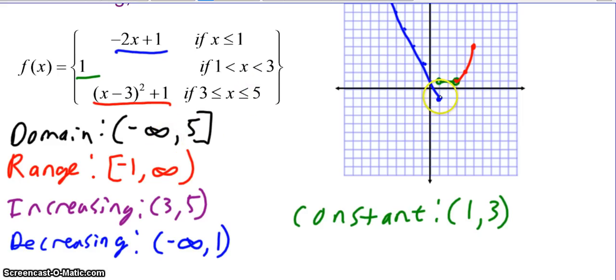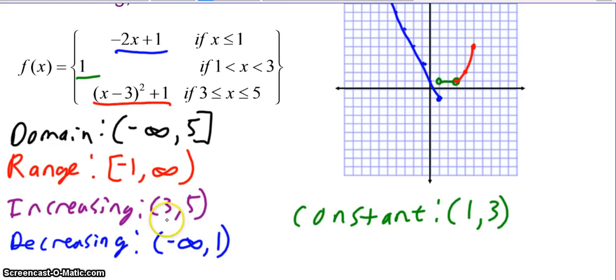The range is actually just all from the blue piece, because the green and the red are included in the range of negative 1 to infinity. Again, we include the negative 1 because the y value here of negative 1 is included in the function.